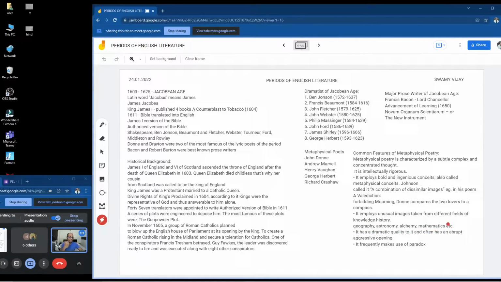So they can take any subject, anything, and write poetry. And it is too difficult to understand metaphysical poetry unless the poet gives information on how to understand the poet and how to understand the poem. It is like a joke cracked by somebody, and to understand the joke he gave a one-hour explanation about how to understand it. It has a dramatic quality to it and often has an abrupt, aggressive opening. It frequently makes use of paradox. So these are a few common features of metaphysical poetry.